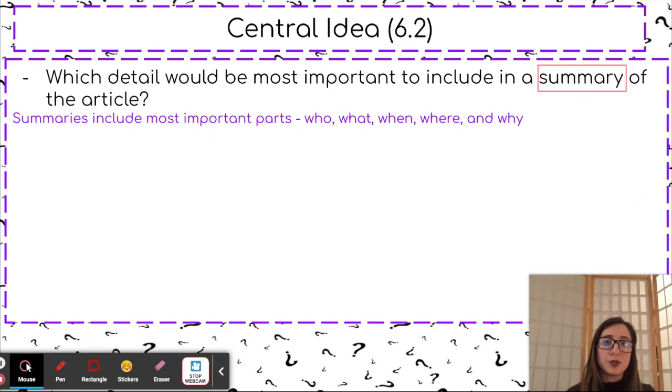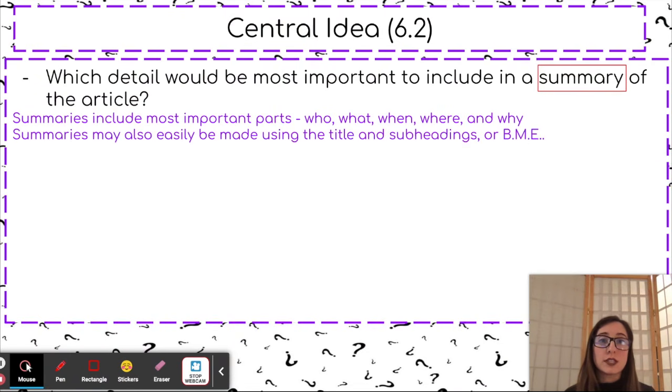In addition to using the who, what, when, where, and why, you could also use the title of the story to give you the main topic, and if there are any subheadings to give you the main idea of each section of the article.